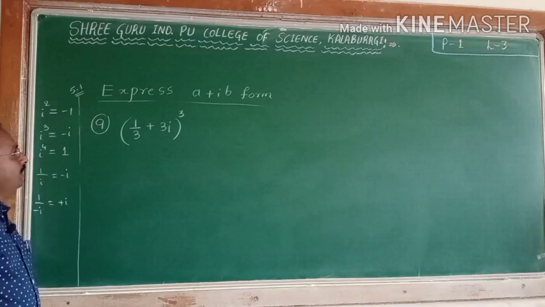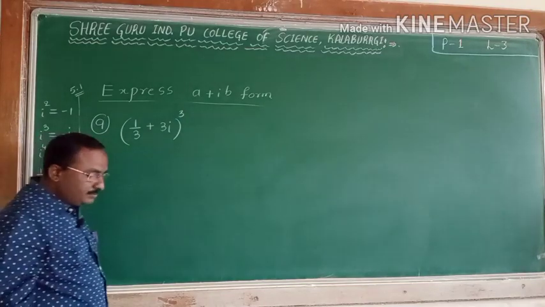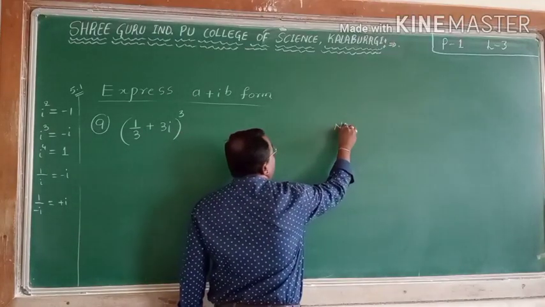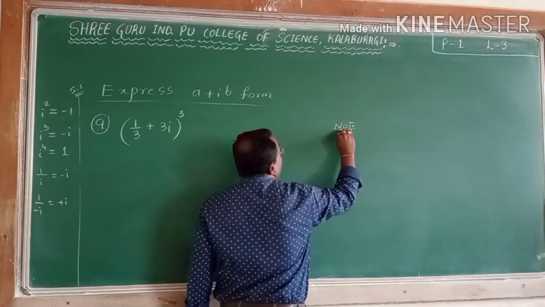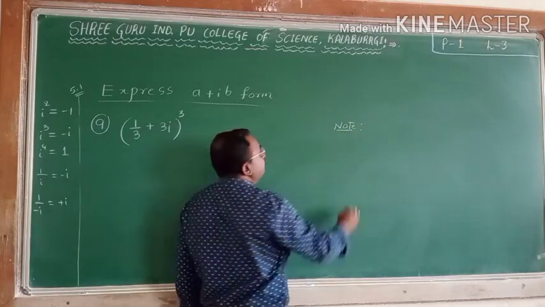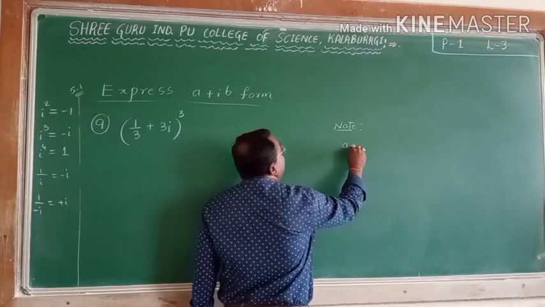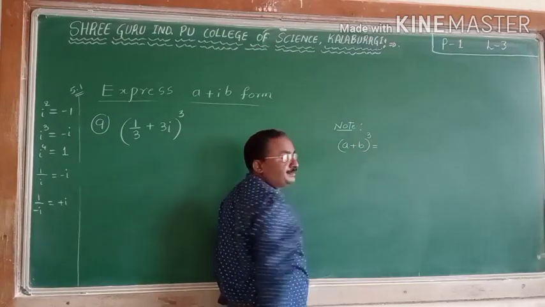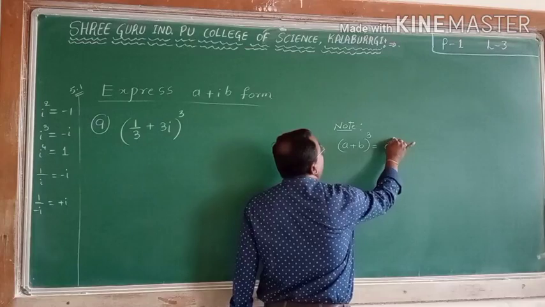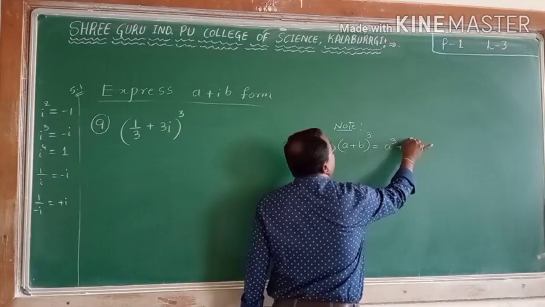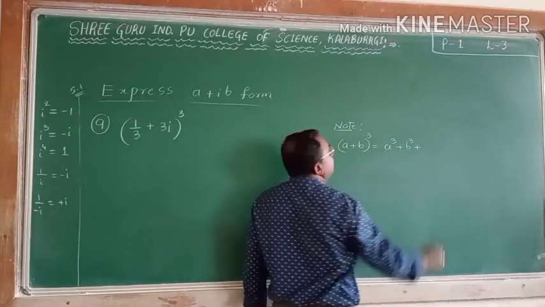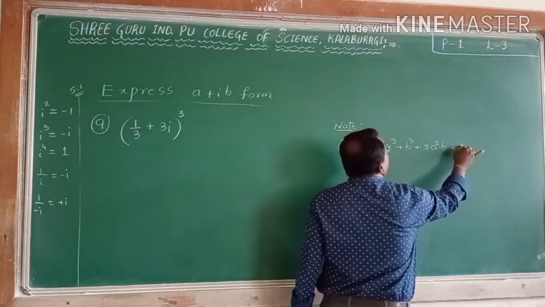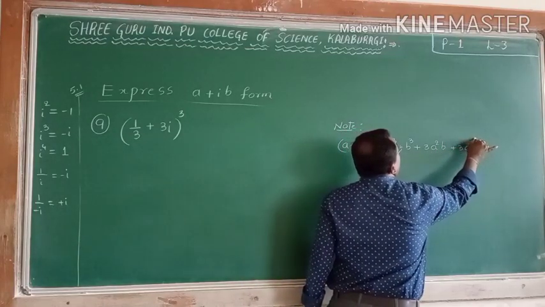Here which formula to apply? a plus b whole cube is there. Keep in your mind the a plus b whole cube formula: a cube plus b cube plus 3a square b plus 3ab square.